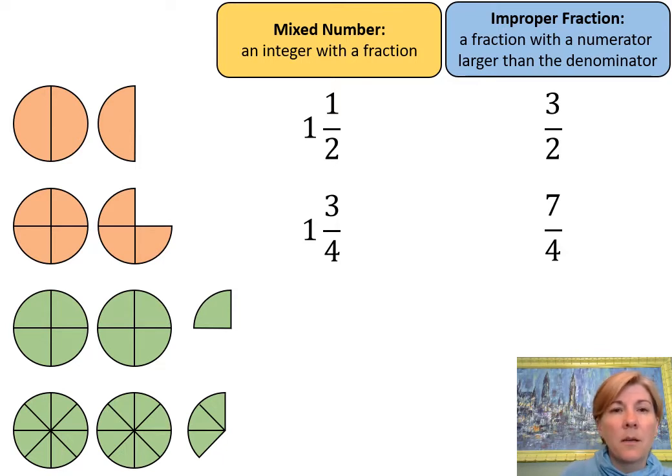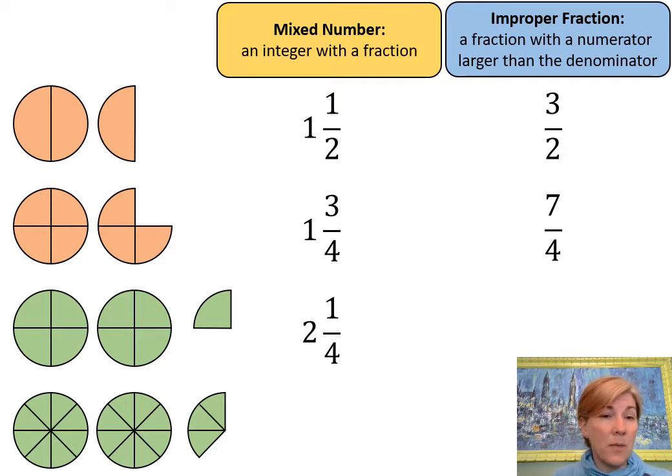The first green example there, we have 2 and 1/4. That one's easy to see. If we convert that into an improper fraction, I know that each whole piece is going to have 4 pieces. So I have 2 whole pieces, which is 2 groups of 4 plus 1 more. So that's going to be a total of 8 and then 9. So 9/4.